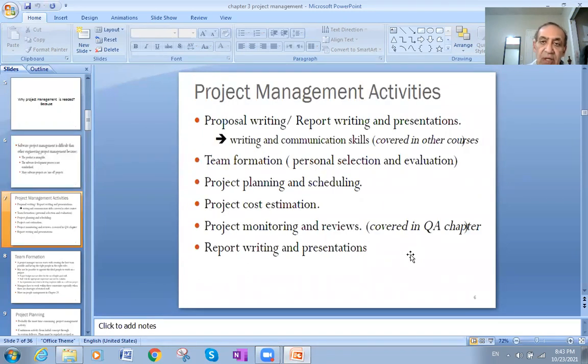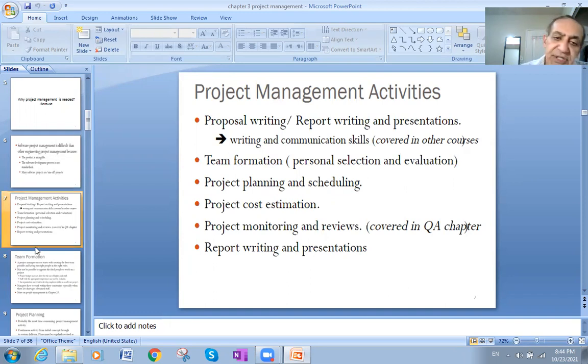Okay. Project management activities. What are those project management activities? They are proposal writing, report writing and presentation, writing and communication skills. They are team formation. Team formation, what do you mean by team formation? Personnel selection and evaluation. And we will have a part about the selection and evaluation of humans for project management.